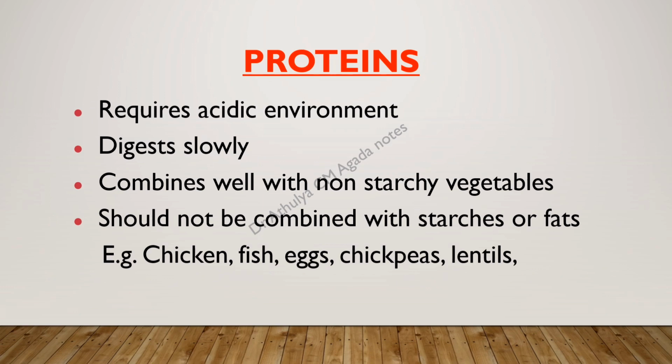Next is the proteins. The proteins, for digestion, require an acidic environment, and they digest slowly. They require more time to digest than other foods, and they can be combined well with the non-starchy vegetables, but should not be combined with starches or fats. Examples of proteins are chicken, fish, eggs, chickpeas, lentils, etc. They have more protein content.